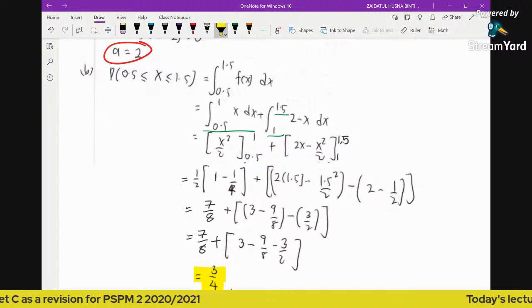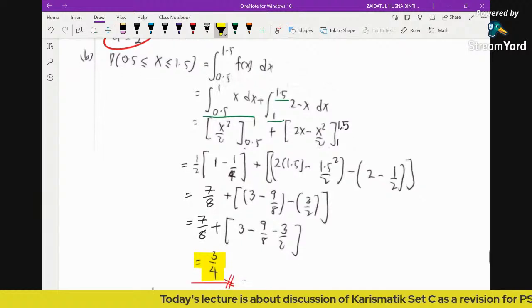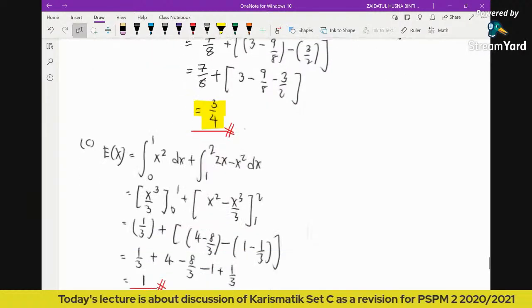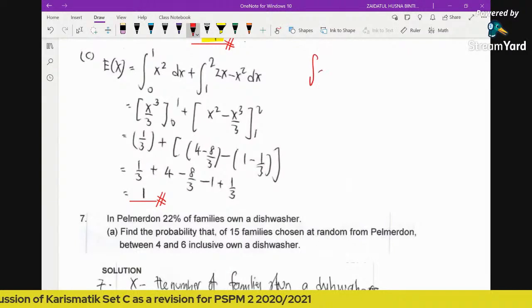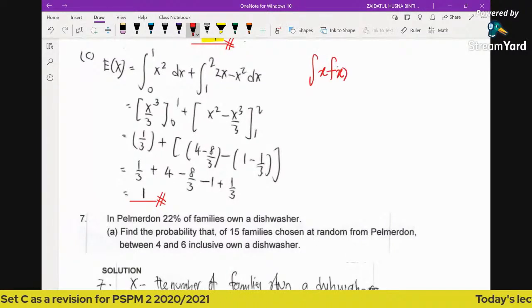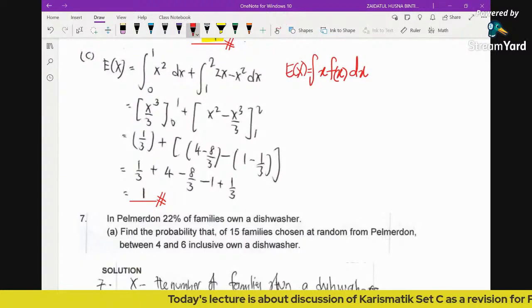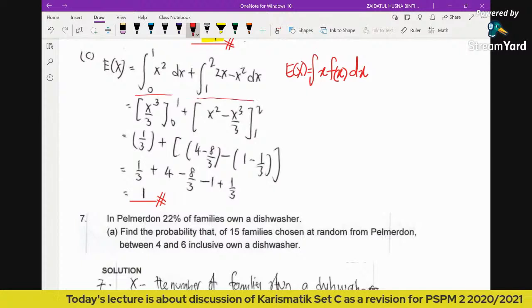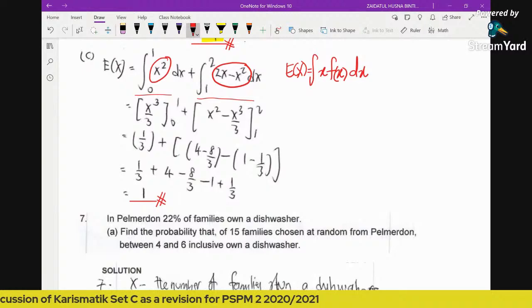I really hope that by now you should know how to integrate functions. Please recall the basic rules of integration so that you won't miss out any rules and you will be able to solve integration problems. Then finding the expectation means you just use the formula for the expectation of X, which is x multiplied by the PDF. This is the formula of E(X). Because we have two different functions here, you will have two different integrals. You multiply by x first, expand first, and only then integrate. Then you'll be able to get the answer.